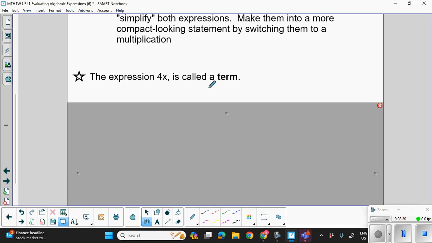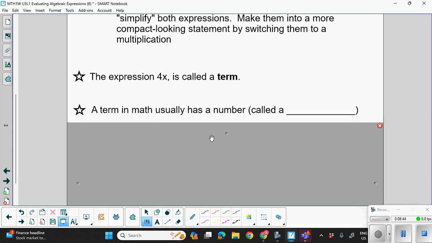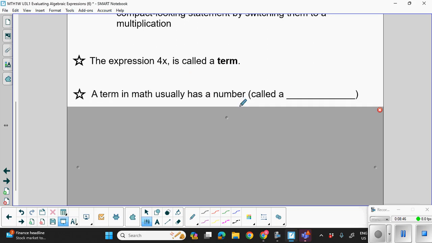So here's that terminology I was talking about earlier. So the expression 4x, for instance, is called a term. A term in math usually has a number. Okay, in this case, it's the number 4, and it has a special name. It is called a coefficient. Now, a coefficient, and I believe the E should have came first. The coefficient, in most cases, is a number.